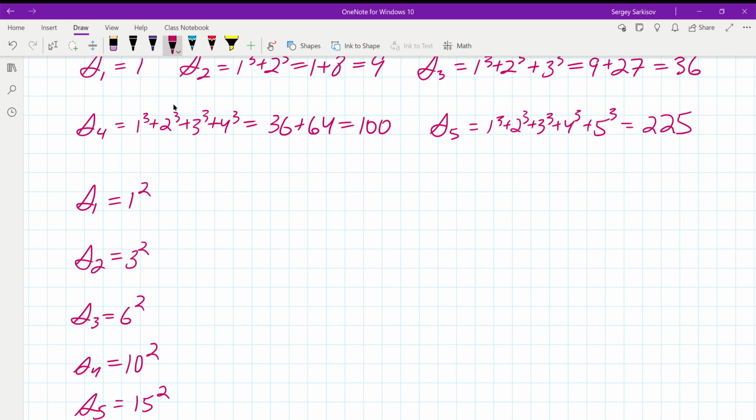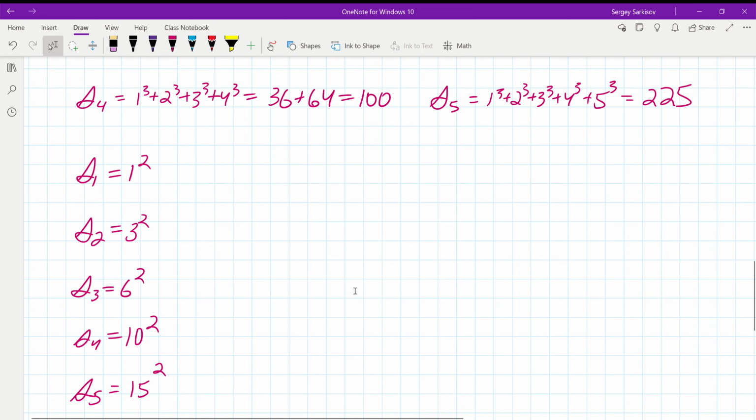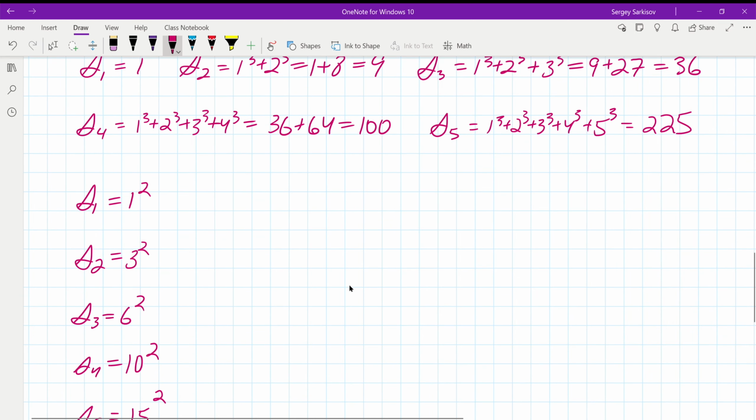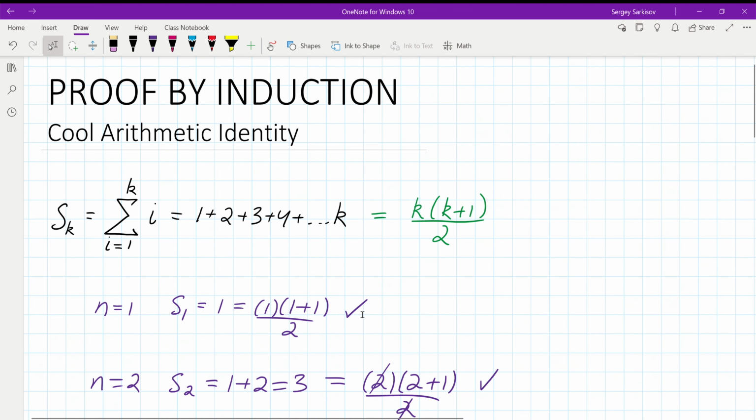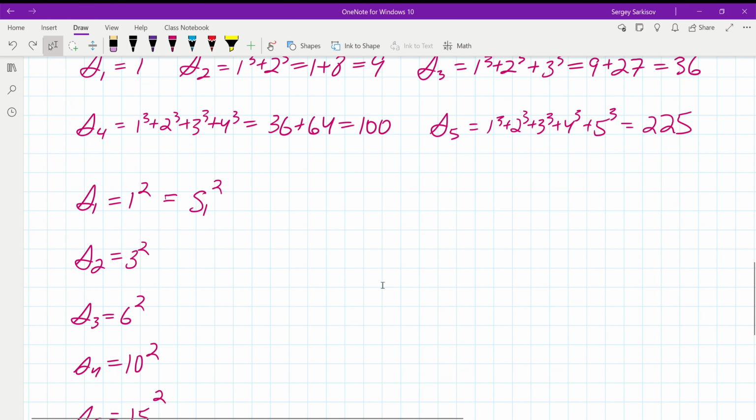225. What's cool about this, when you notice it, is that these numbers 1, 3, 6, 10, 15 are triangular numbers. In other words, remember, 1 is actually just 1, right? It's also S1 squared. Remember the numbers S1, S2, the older arithmetic series. Look at this. You got a 1, a 3, a 6, right? And so S2 is a 3. The 3 is an S2. And we're squaring it. So S2 squared.